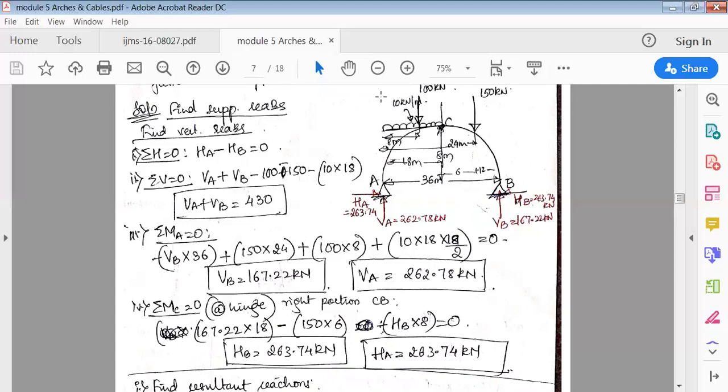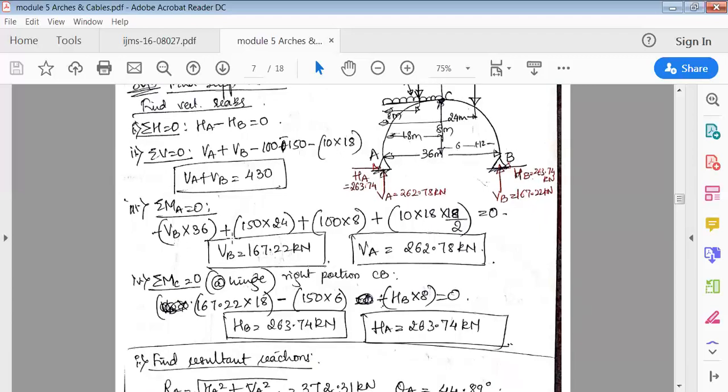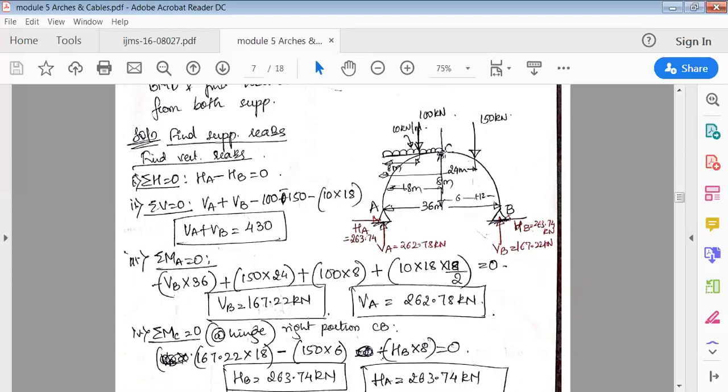Now this is a UDL. So because it's a UDL, it is 10 into 18 into 18 by 2. Because it's a moment, it is the complete load into the perpendicular distance, that is, distance by 2. That's how it is. 10 into 18 into 18 by 2, all is equal to 0. So solve this, you'll get VB. Once you get this VB, put it back in the equation here, and then you'll get VA. So VA and VB we got to know. The next thing is to find out the fourth quantity.